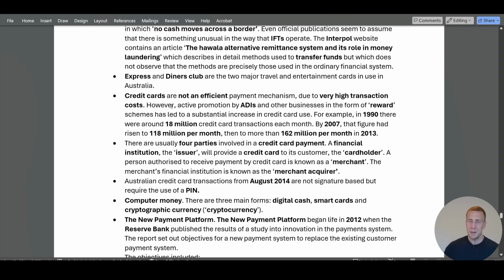Credit cards are not an efficient payment mechanism due to the very high transaction costs. However, active promotions by regulators and other businesses in the form of reward schemes have led to a substantial increase in credit card use. For example, here in Australia in 1990, there were over 18 million credit card transactions each month. In 2007, that figure had risen to 180 million per month, then to more than 162 million per month in 2013. So you imagine what it is now, it's probably even more.